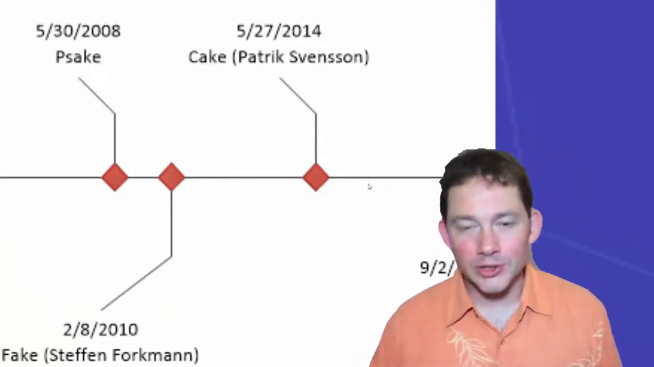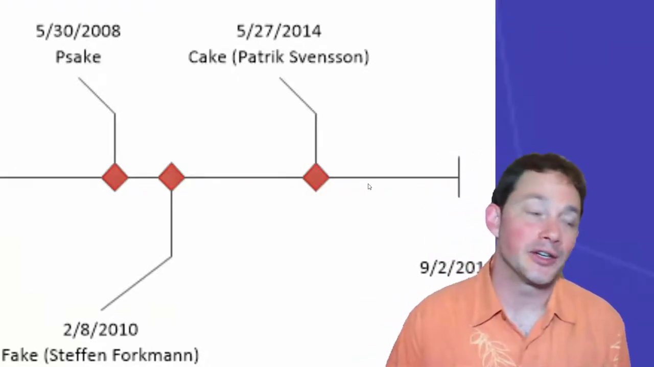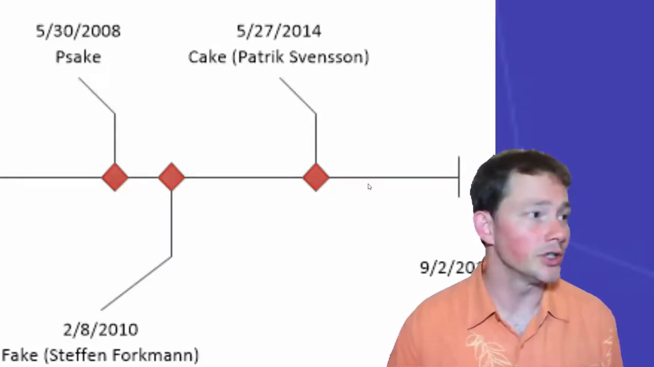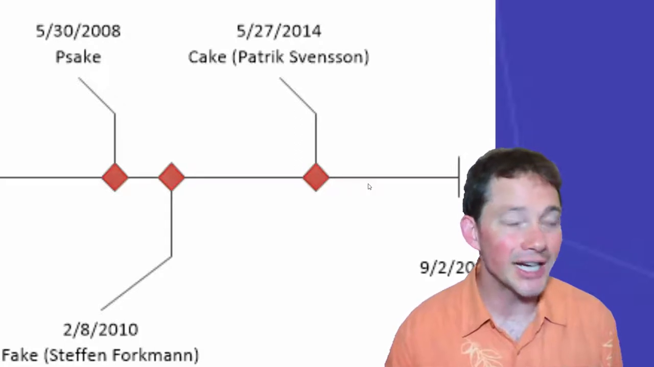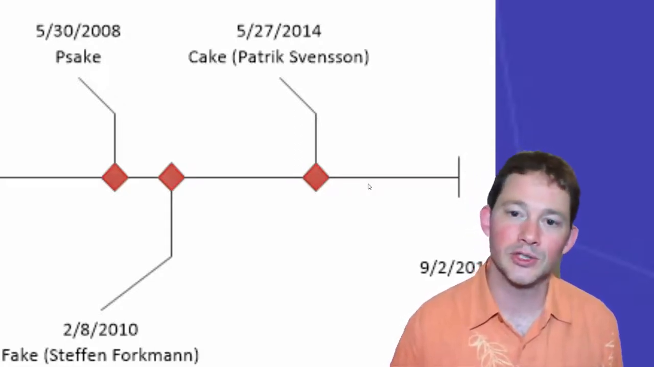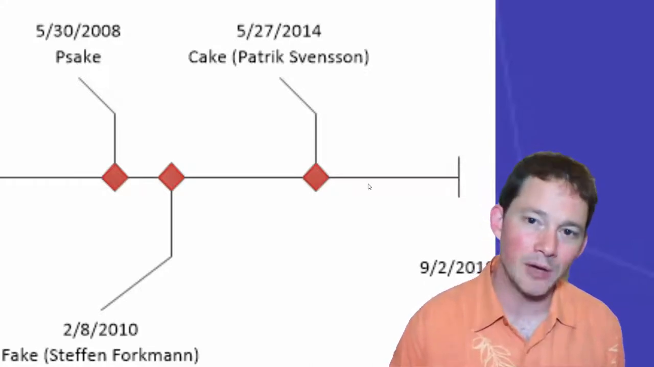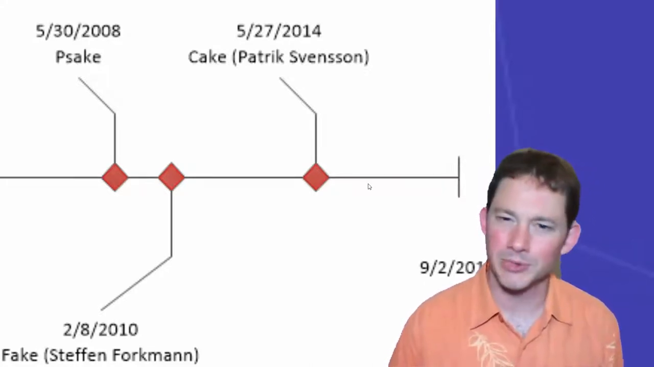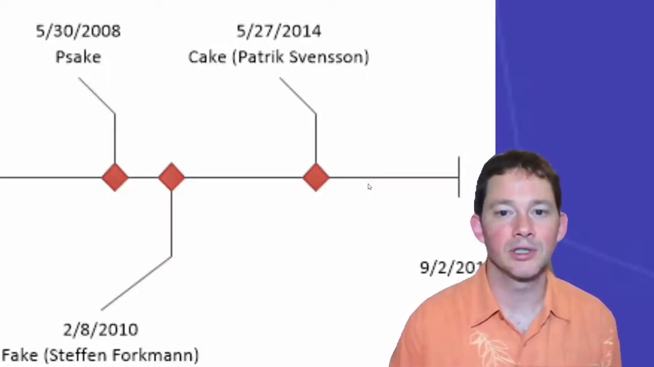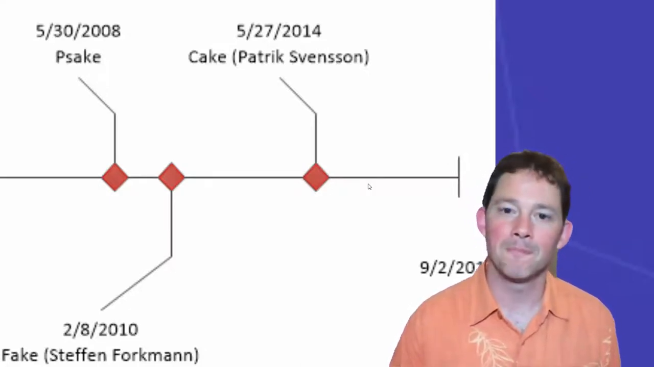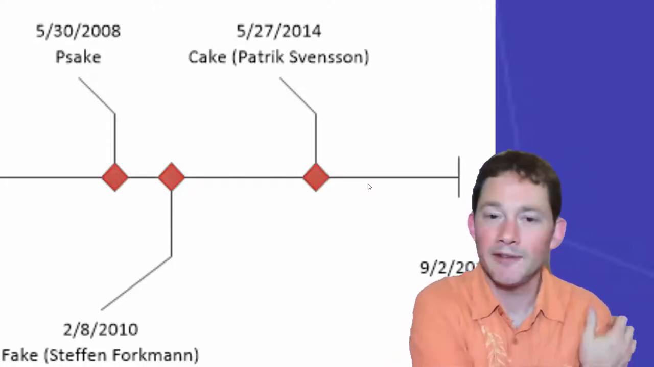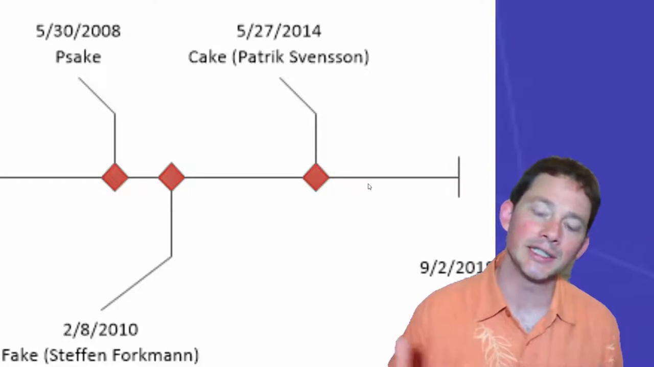Jump up to relatively recent times, and there is a very large community around two others, especially in the .NET world. There's psake, which is, I believe, how it's pronounced. It's P-S-A-K-E, which was introduced in 2008, and that is the PowerShell make system. And then there's FAKE, which is the F-sharp make system. These have been very popular until 2014, which was when Roslyn came out.